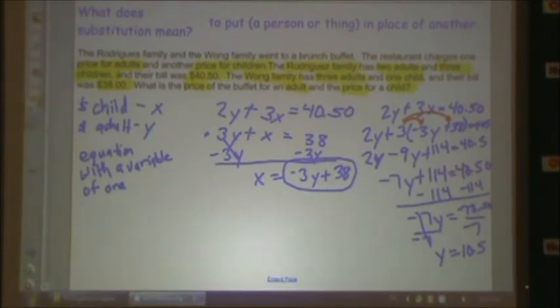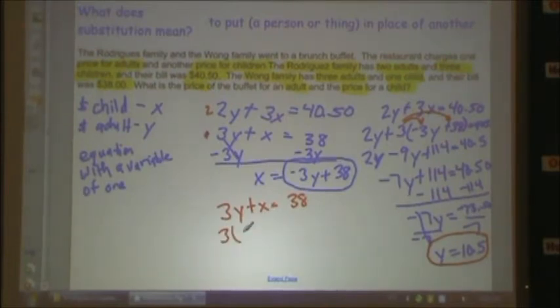So now, this is the y. I'm going to plug that back into the first equation I used, which is right here. This was the first one. This was the second. Now I'm going back to the first one again. So 3y plus x equals 38. And I'm going to plug in this value of y right here. So 3 times 10.5 plus x equals 38.